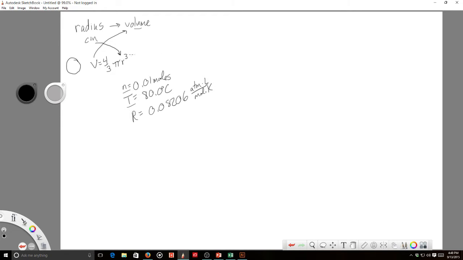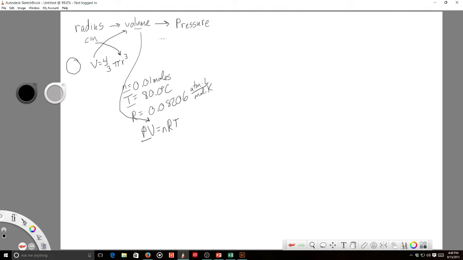And with volume, number of moles, temperature, and R, I can remember my ideal gas equation: PV equals nRT. Quite nice. So if I've got my volume, my moles, my temperature, and my gas constant, I can figure out the pressure of my balloon at these different radii. So I can figure out my pressure, which is quite nice.